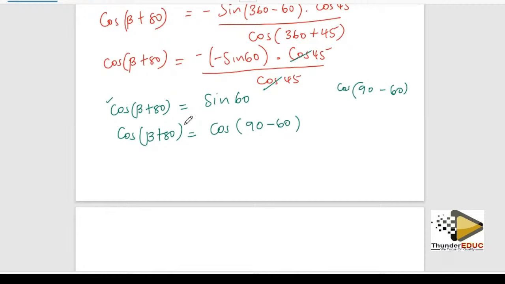Okay, so that I can end up with a sine of 60. Okay, so then if that is true and I have the same ratios, cos and cos, which means I can just drop them, and I have beta plus 80 is equal to 90 minus 60. We know that is a 30. And then move the 80 that side, so that my beta is 30 minus 80, which is negative 50.